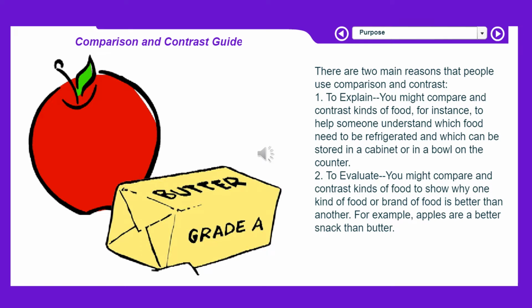As a reader, it helps to know why the writer used compare and contrast. There's actually two different reasons. One is to explain something, and the other is to evaluate. When you explain something, you might compare or contrast different kinds of foods, for instance, helping someone understand which foods need to be refrigerated and which can be stored in a cabinet or a bowl on the counter. When you evaluate something, you might compare and contrast kinds of foods to show why one kind of food or brand of food is better than another. For example, apples are a better snack than butter.